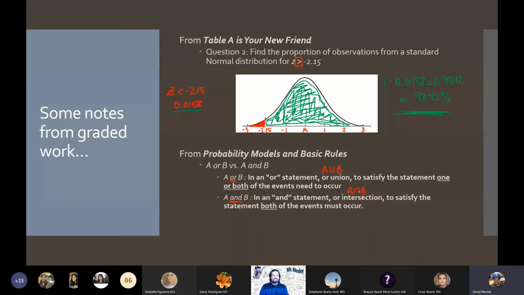Right. Any questions or clarification I can make about the difference between or and and in mathematics? Okay, hopefully that was helpful.